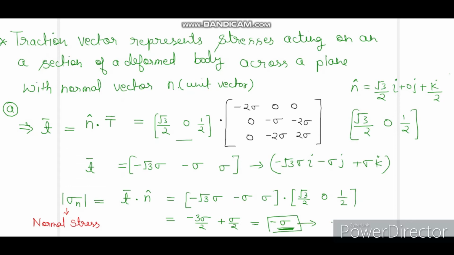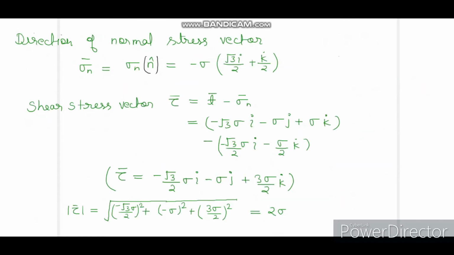So it is the magnitude of the normal stress. Now what is the value of normal stress in the vector form? Just by multiplying the magnitude with the normal vector, we get the normal stress vector. Now we know that the traction vector represents the total stress on that plane. So by subtracting the normal stress vector from the total vector, we get the shear stress vector.